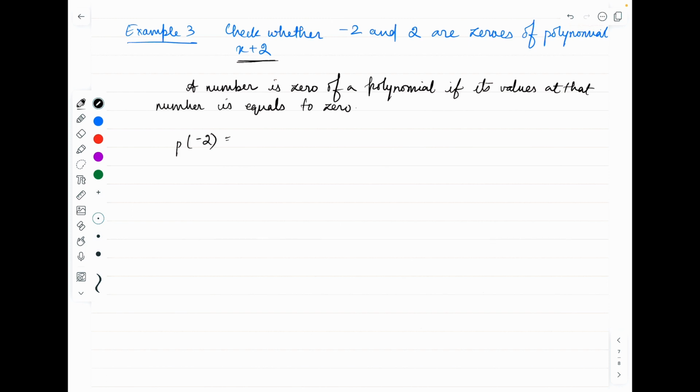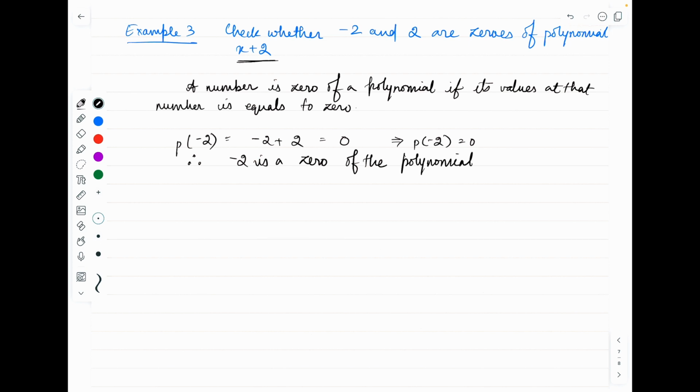So p of minus 2 is what? Instead of x plus 2, we are going to write minus 2 plus 2. Minus 2 plus 2 is 0. So we are getting p of minus 2 equals 0. Therefore, minus 2 is a zero of the polynomial.